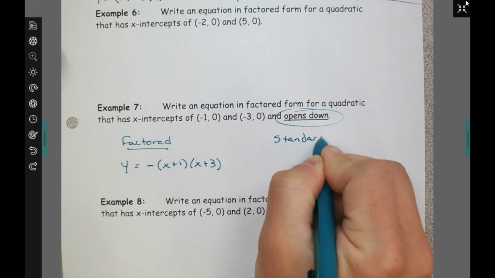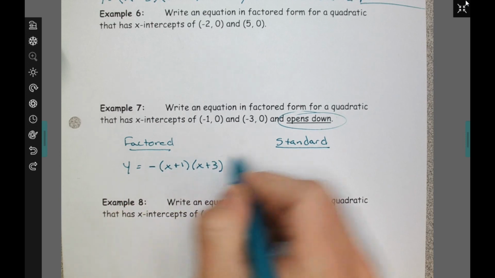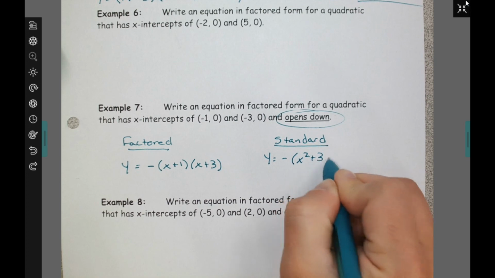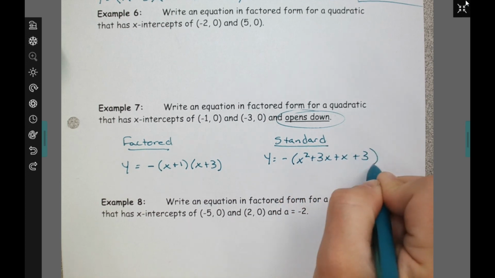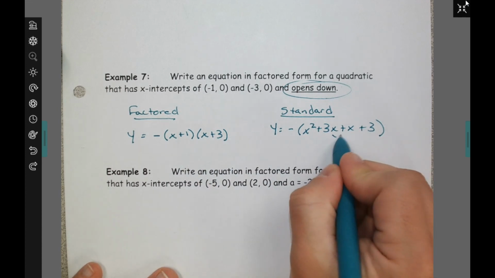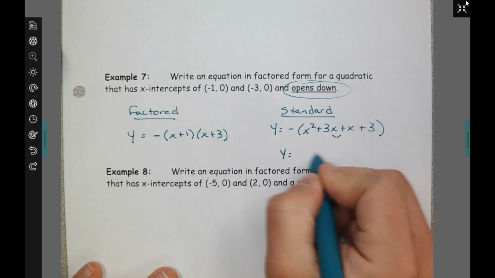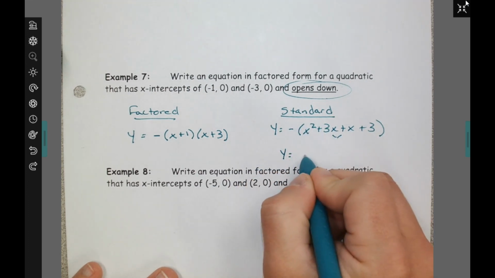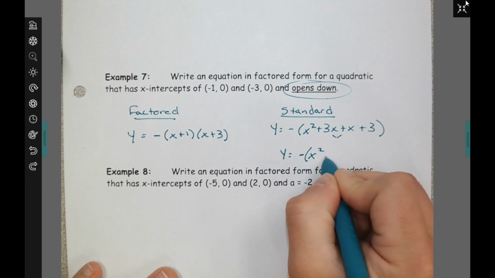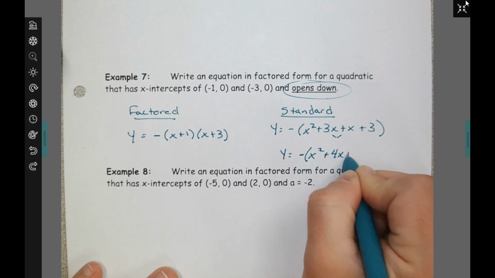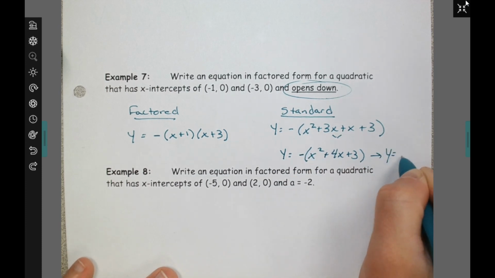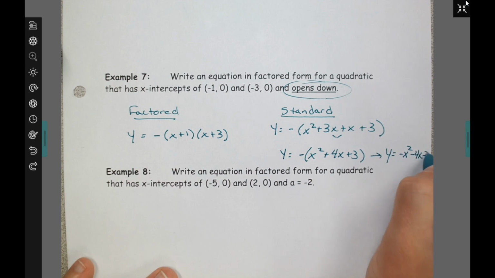Standard, you go ahead and multiply it out. So I got y equals a negative, parenthesis, x squared plus 3x plus x plus 3. So that's just our foiling sprinkler. And then you combine the middle. So it gives me y equals, I'm also going to distribute this negative in. Actually, I'll just leave it out front to start. So it's going to be x squared plus 4x plus 3. Distribute it in, and it turns into y equals negative x squared minus 4x minus 3.